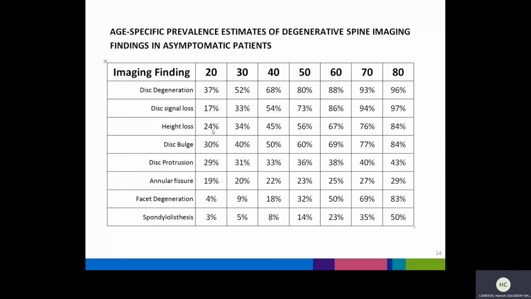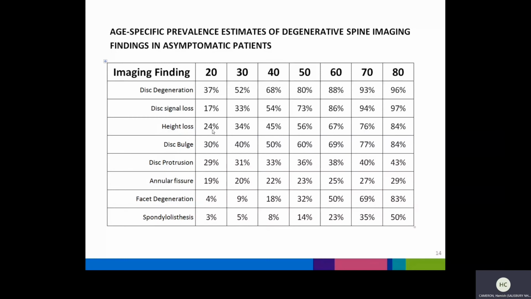That height loss in those discs, so them reducing in height slightly, losing some water content, is around a quarter in their 20s, going up to around a third in their 30s. Disc bulges, again, are around 30 to 40% in your 20s and 40s. Disc protrusions, where that disc is pushing out a little bit further, again, around a third. So you can see that even when you're quite young, these changes are fairly normal and fairly common.